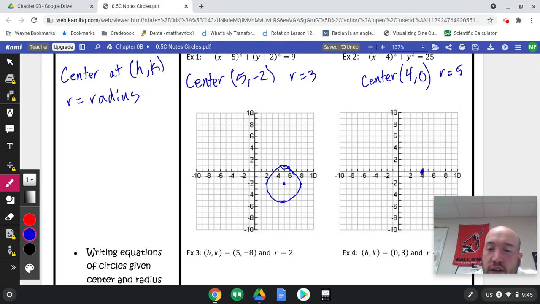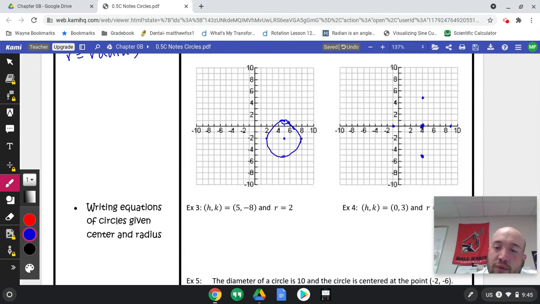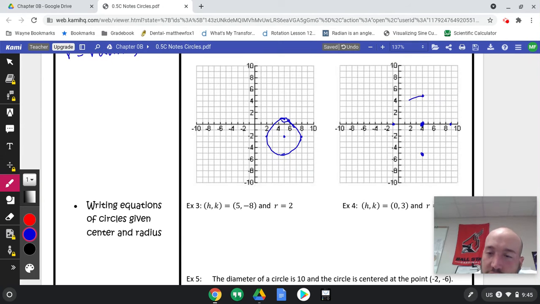Put a dot there. Then up 1, 2, 3, 4, 5. Down 1, 2, 3, 4, 5. Right 1, 2, 3, 4, 5. And left 1, 2, 3, 4, 5. Once again, we want to do our best. Just draw your best circle possible. As you can see, mine's not perfect. 3 of the 4 parts were pretty good. This one's not the best, but it will do.